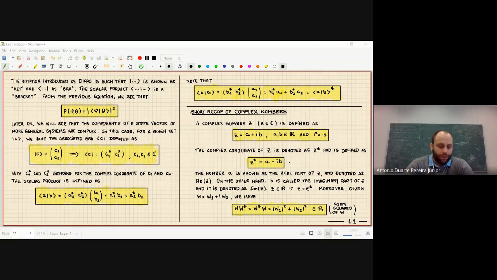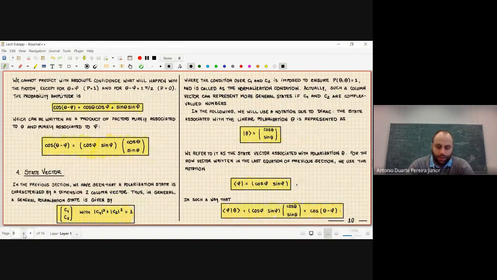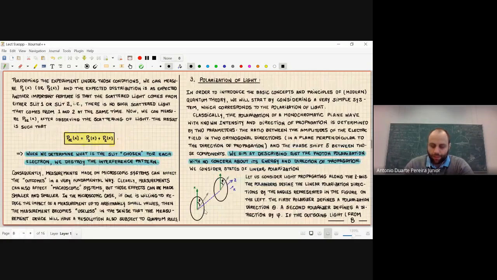So you see that when I explained this experiment here, there was an order, right? First I prepared the state of the photon to be polarized with polarization theta. And then I passed it through the polarizer with polarization phi. So there is a state that enters and passes through the polarizer, and there is a state that will be the final state of the experiment.